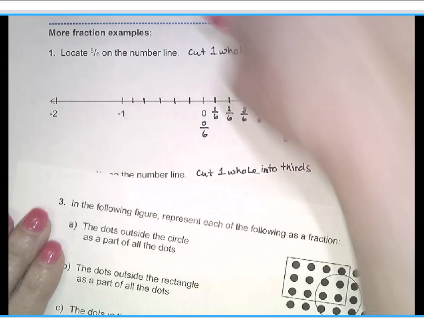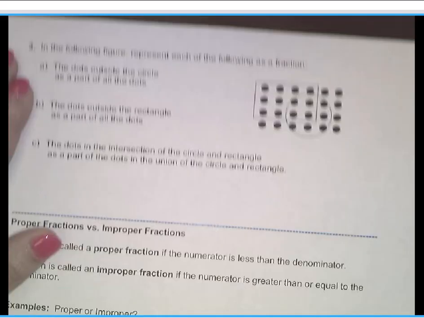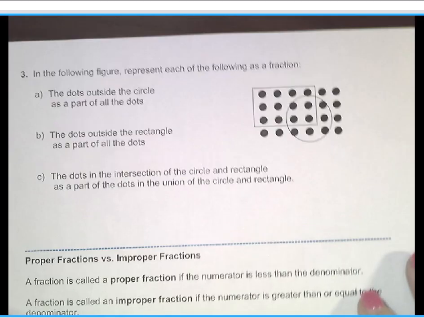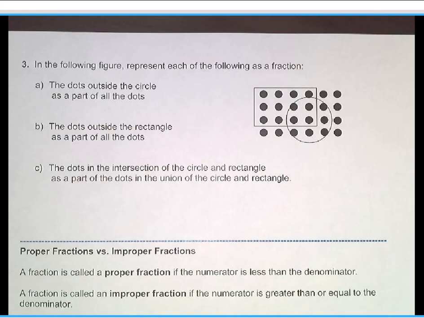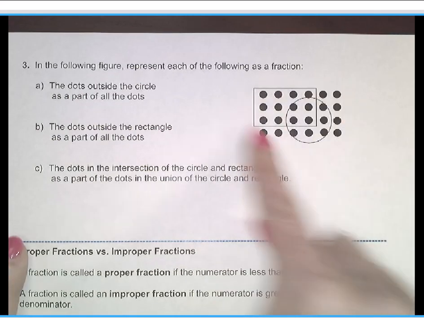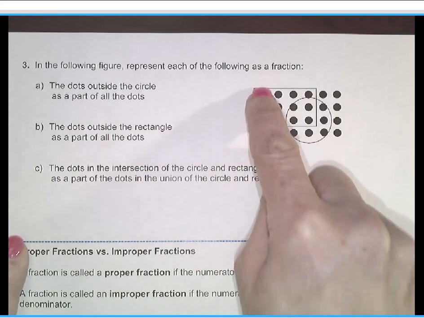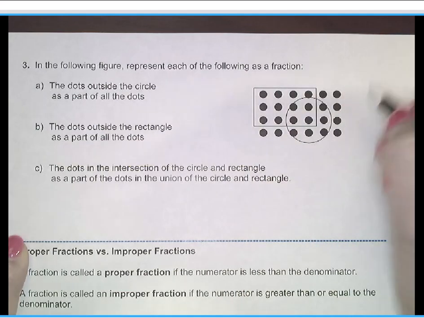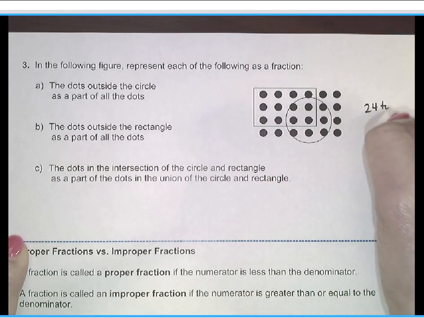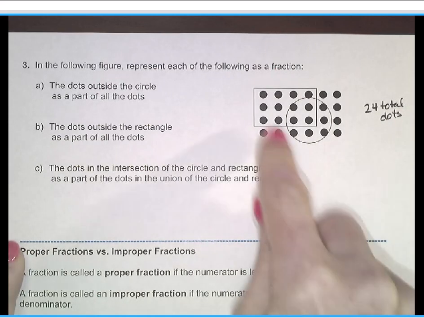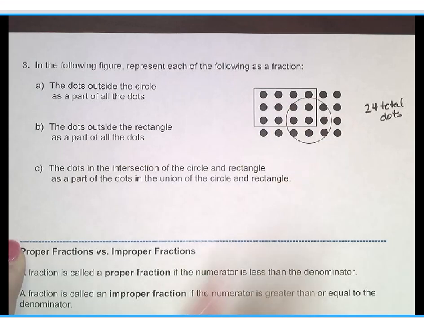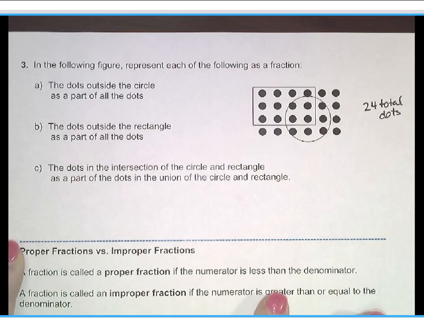So then what if you have some kind of strange little picture like this one, where it says, in the following figure, represent each of the following as a fraction. They give you this picture of dots, and it's 4 by 6. So I know that there's 24 total dots. And then there's a rectangle drawn in there, and then there's a circle drawn in there. So let's see what they want us to do with this picture.